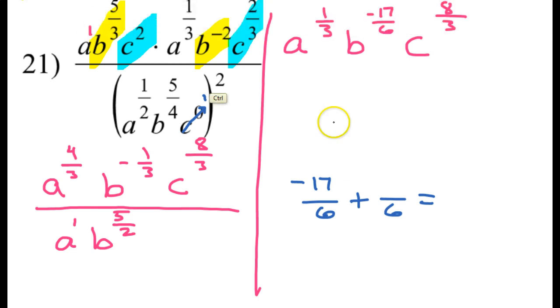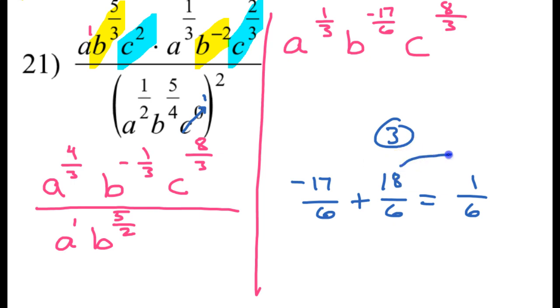What about 12 over 6? Because that has a value of 2. Nope, still negative. Okay, what about 18 over 6? Because that has a value of 3. Ding, ding, ding, that works. Negative 17 plus 18, that is 1. So that's going to be 1 over 6.